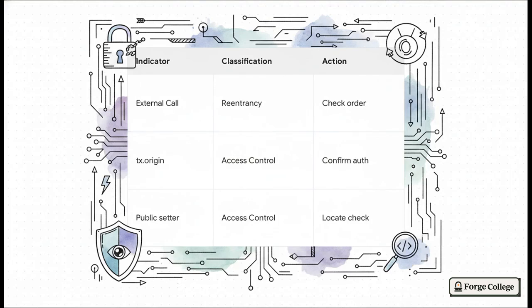Look at how perfectly these raw, suspicious indicators map directly to known vulnerability classifications. Seriously, it's like a cheat sheet. You see an external call before a state update, your brain should immediately scream reentrancy, and your triage action is to go check the order of operations. Spot a public setter without an access check? Boom. The classification is access control, and you instantly need to go locate those modifiers. This is literally your go-to framework for rapid triage.